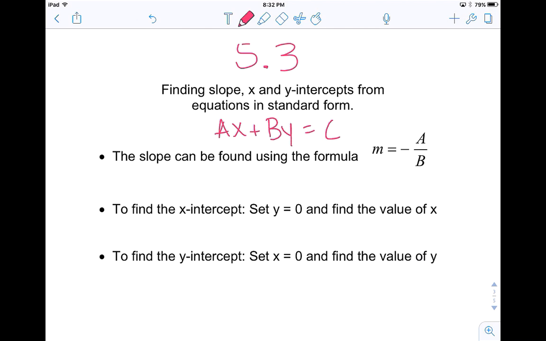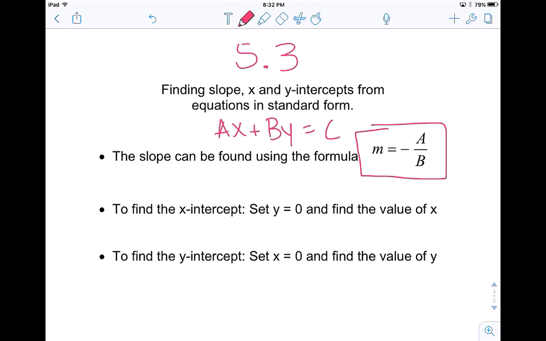From standard form, we can find the slope by using this formula: m equals negative a over b. And a and b come straight from our standard form equation. They're the coefficients of x and y. So we just plug them into that formula, then we have our slope. Once we have our slope, we can also plot our x-intercept and our y-intercept.